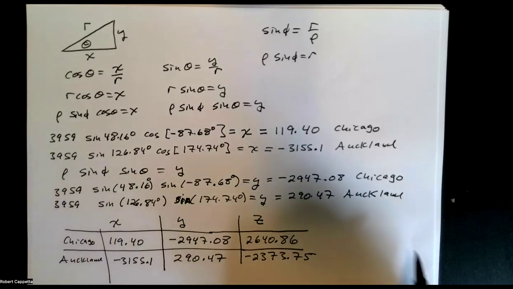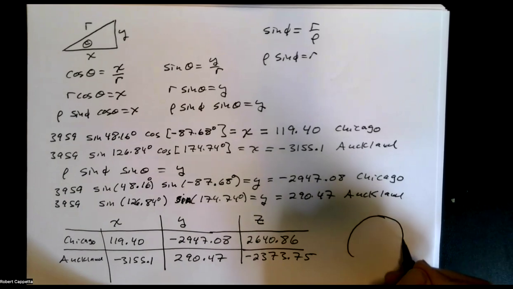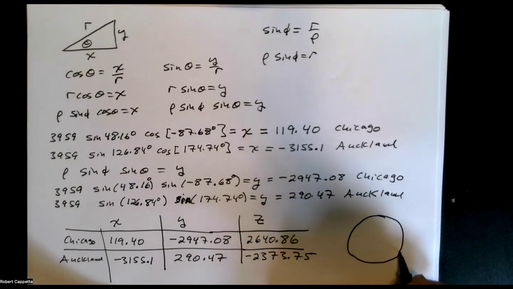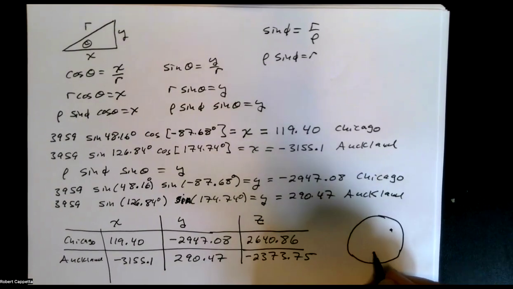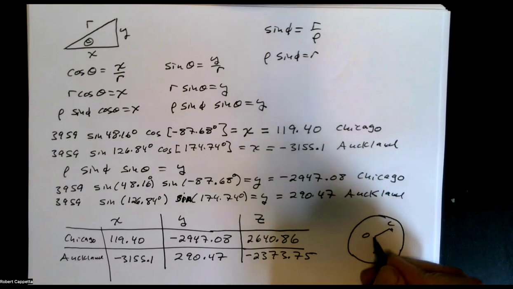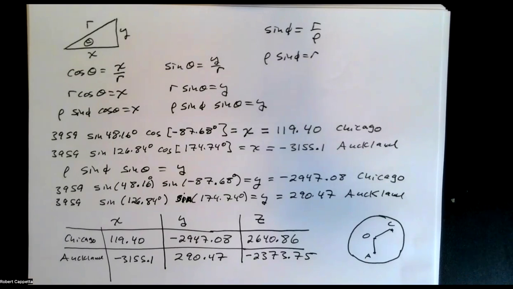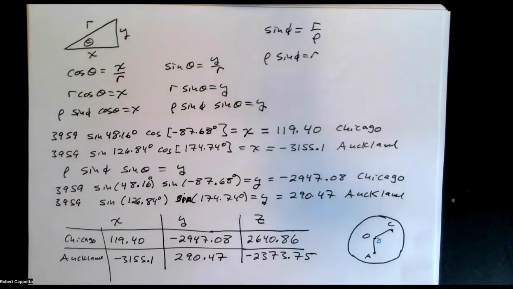And we have to think about those points as vectors on the sphere. So we have these 2 points. So here's the origin, origin to Chicago, origin to Auckland. And then my goal is going to be to find the angle between them. So we need to keep in mind what those things will be as vectors.